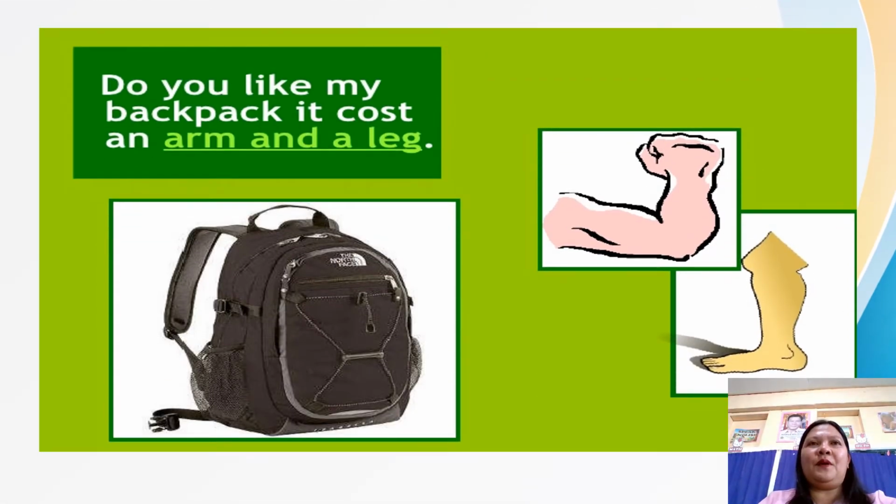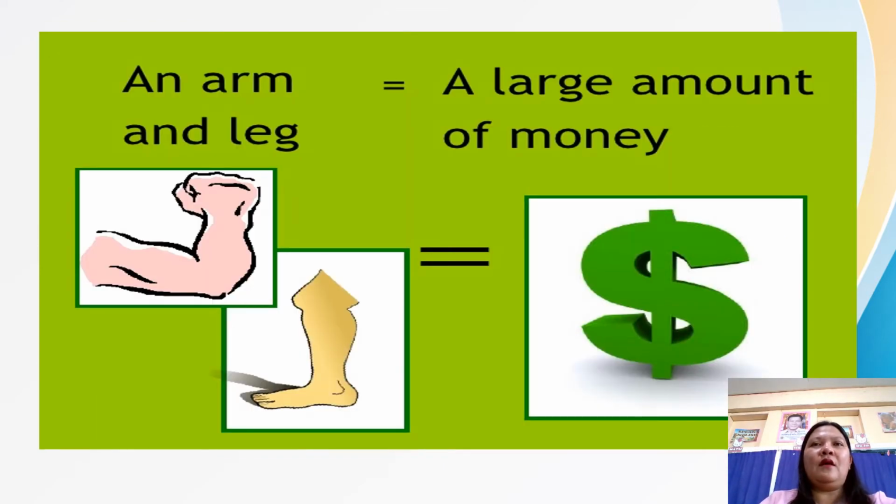Let us take this example. Number 1. Do you like my backpack? It cost an arm and a leg. What is the underlined phrase in the sentence? The underlined phrase in the sentence is an arm and a leg. The idiomatic expression an arm and a leg means a large amount of money. In other words, the cost of the bag is very expensive. Again, what do you mean by an arm and a leg? An arm and a leg means a large amount of money.